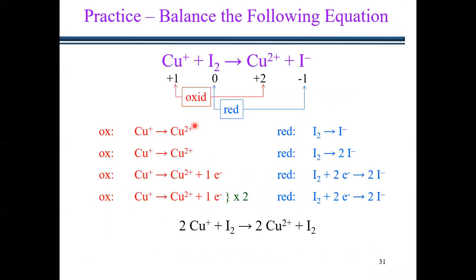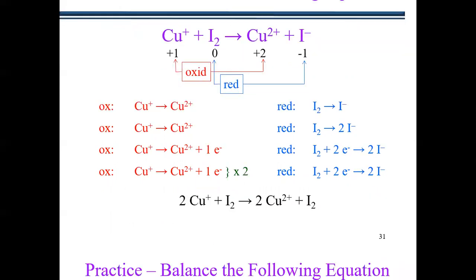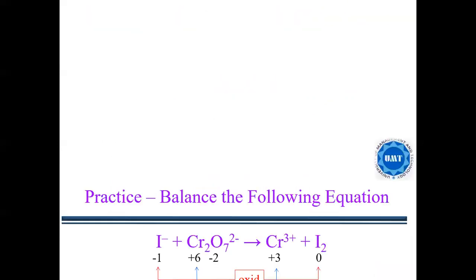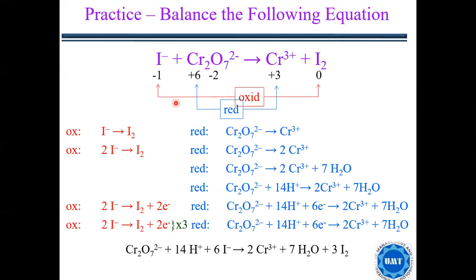Here copper is being oxidized and iodine is being reduced, and this is how we balanced it. This is also for practice. Iodine is being oxidized by 1 electron and chromium is being reduced by 3 electrons.